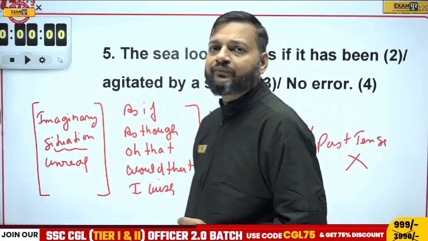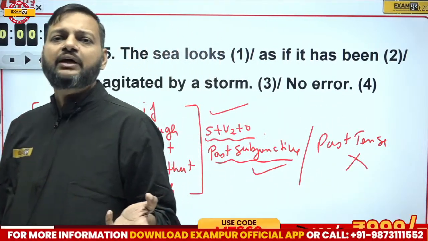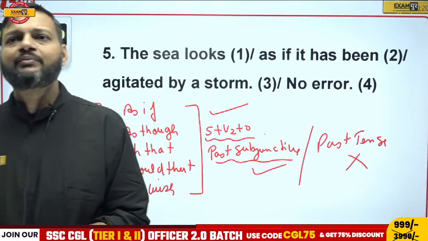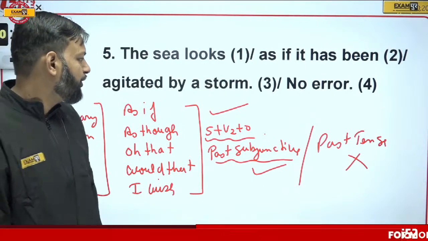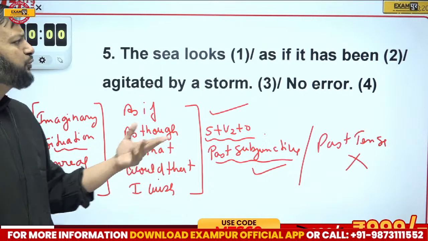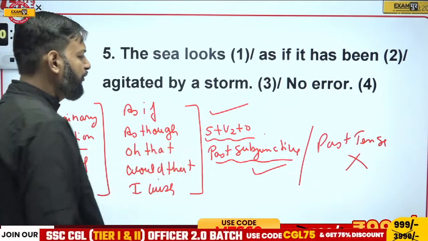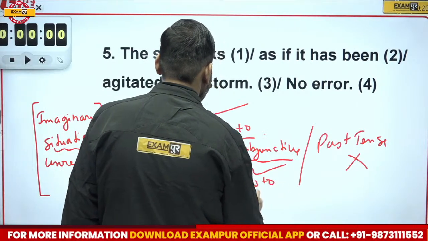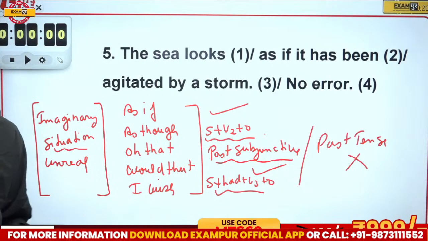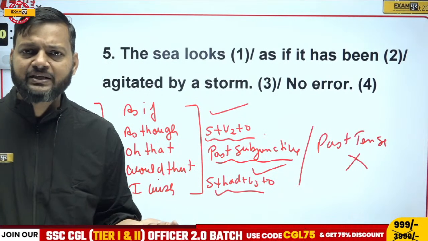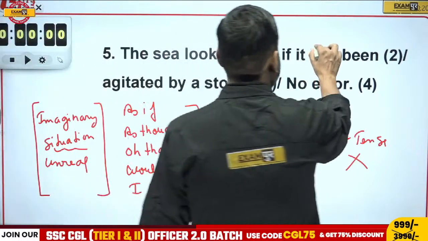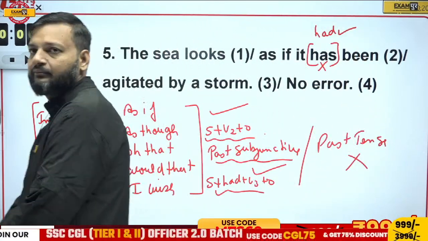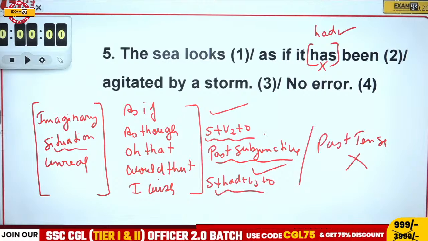There are mainly two types of subjunctive moods. One is present subjunctive mood and second one is past subjunctive mood. Someday I'll definitely teach you, right? So here we need to change the tense. Second form or past perfect, both can be used. Past indefinite or past perfect. So here has will be replaced by had.